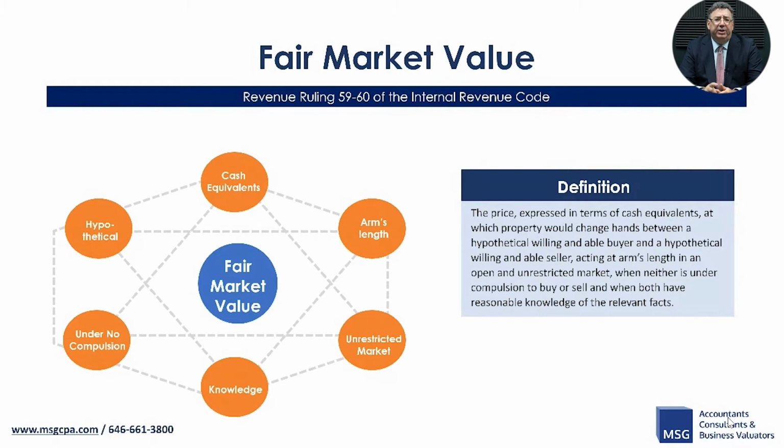There are several different attributes to fair market value that you as attorneys need to be familiar with. The first one is that the transaction has to be made as a cash or cash equivalent. The second one is it has to be at arm's length. Next, there has to be an unrestricted market. Each party, as I said before, has to have knowledge of all the relevant facts, and most important, neither the buyer nor the seller is under any compulsion to buy or sell the business. Last but not least, the transaction is hypothetical.